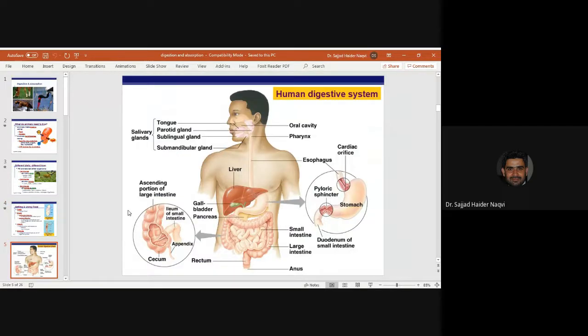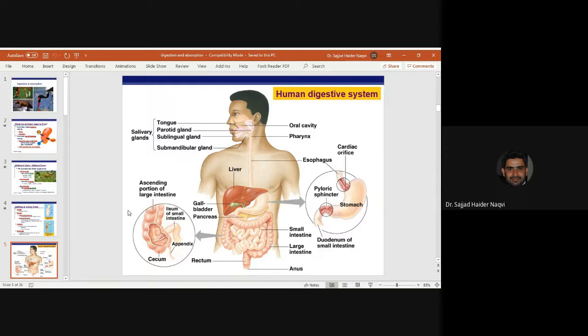Now, this is the picture of a human digestive system, and I'm sure that you have gone through these pictures before. It's just an overview to give you an idea. The process of ingestion actually starts in the mouth, as I said, and there are a couple of things that take place in this region.